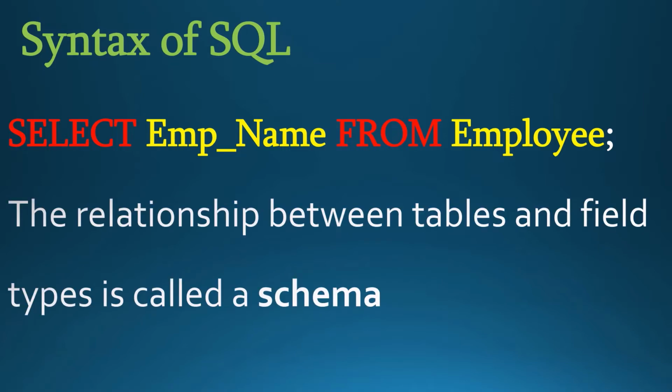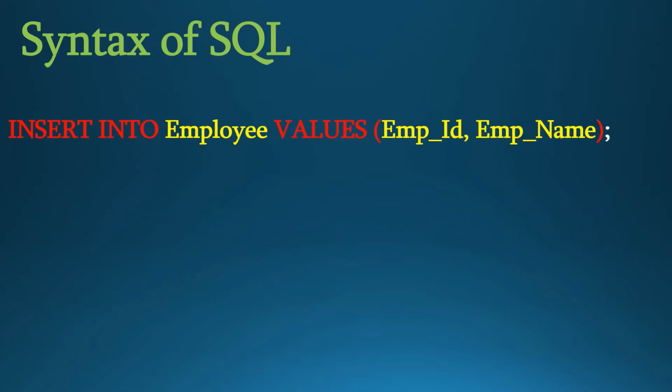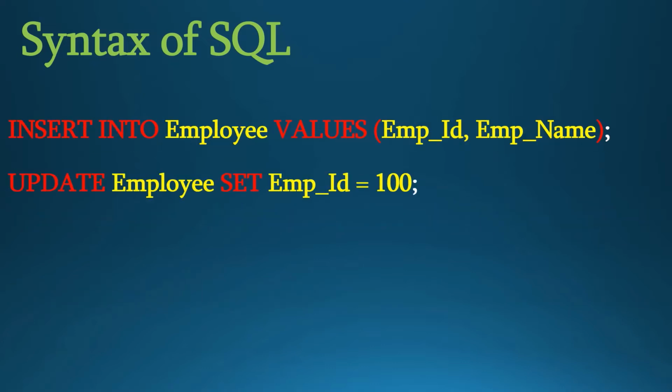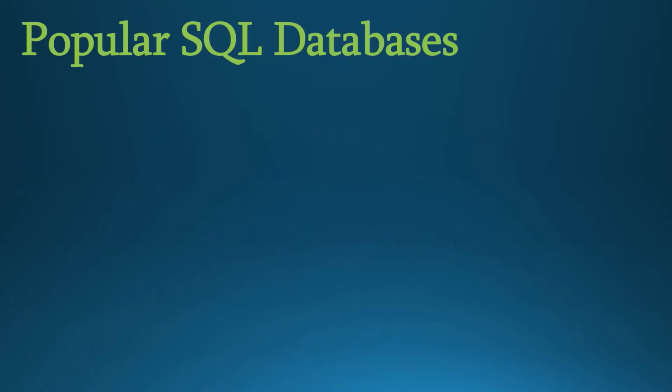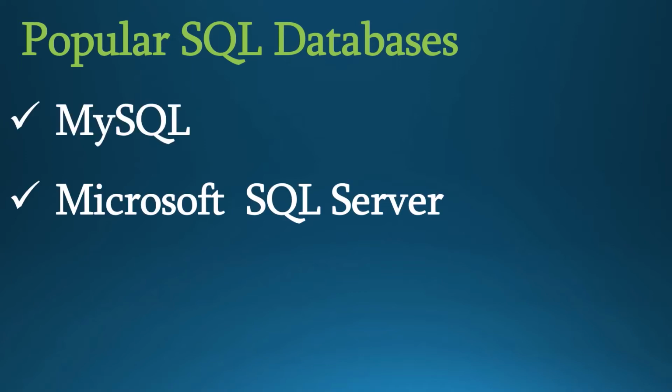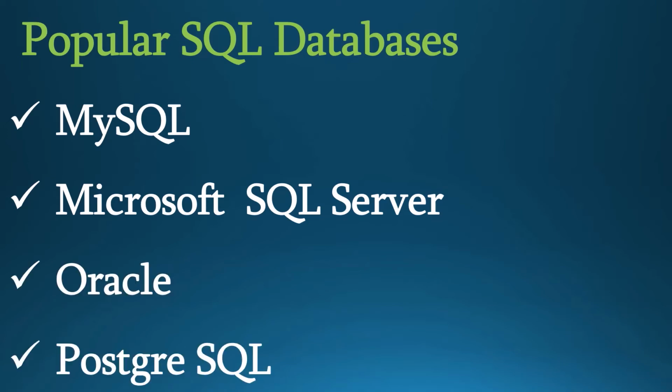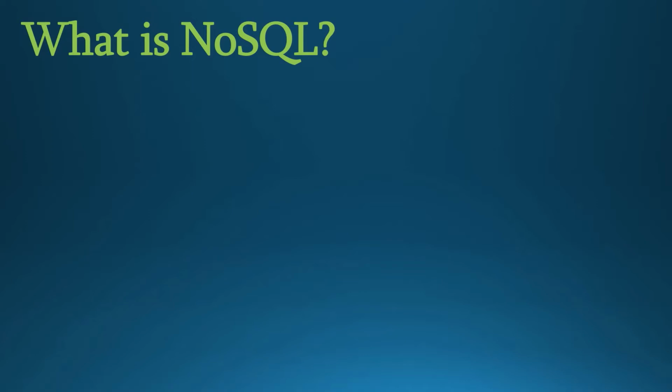As we discussed, the relationship between tables and fields is called schema, that is predefined. And similarly, you can perform various tasks on different tables in your database. Like you can insert the data in your table, you can update the data of your table, you can delete the data from your table. There are so many SQL databases which are currently popular, like MySQL, Microsoft SQL Server, Oracle, and PostgreSQL. Now let me tell you what is NoSQL.